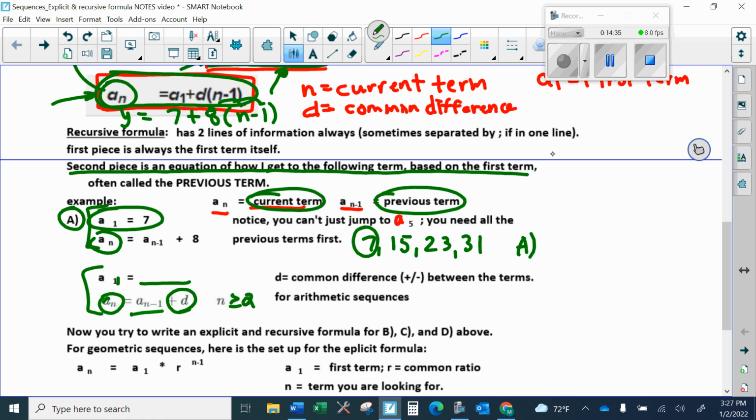So what does this mean? This means I can't jump to whatever term I want. I can't jump out. If I want the 5th term right now, I can't just go from A1 to A5. I have to do A1, A2, A3, A4, and then get to A5. So this is a longer route of getting to a term that you're wanting, unless you're wanting the 2nd term, for example, then it's no problem.